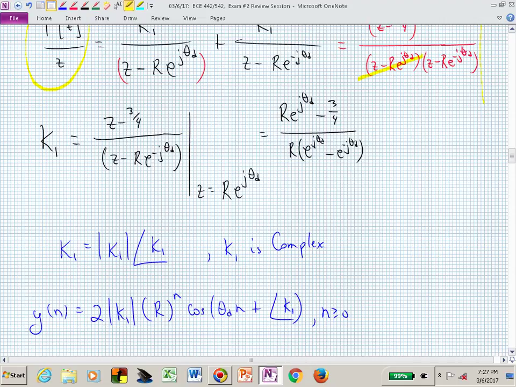Once we've found k1, we don't have to find k1 star, that's just its conjugate, but once we've found k1, we can immediately write down this expression for its inverse Z-transform. It's 2 times the magnitude of k1, r was the pole, its radius away from the origin, r to the n, cosine of theta sub d was the angle of that pole, and the angle of k sub 1 gives us this time shift, or a shift in the argument of the cosine.